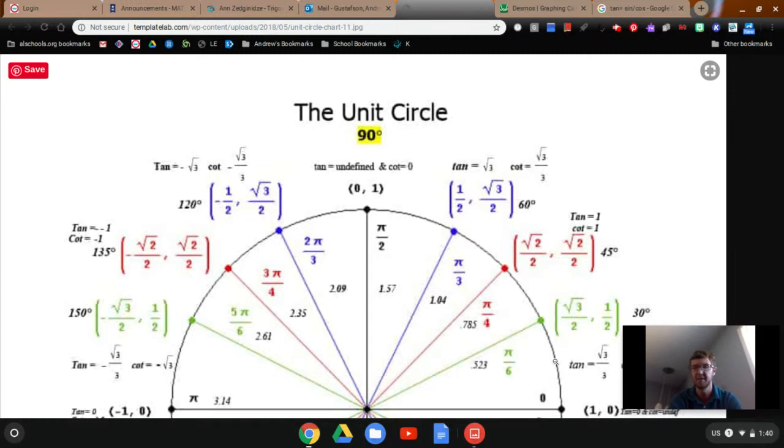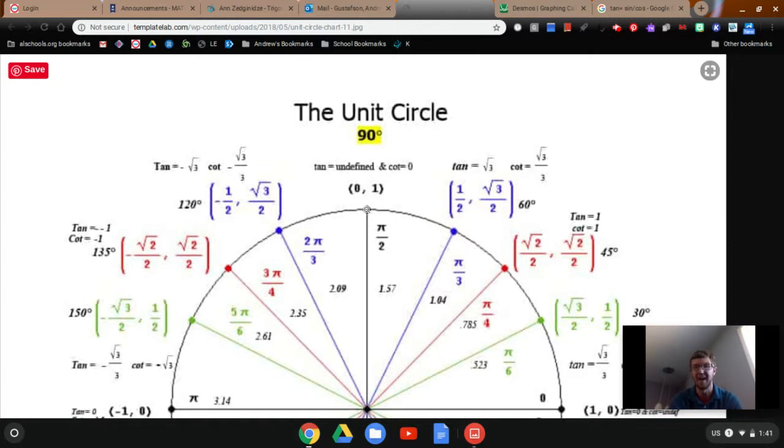Because ninths isn't really halfway here. It's kind of right about there. This would be like pi over 9, give or take, where my cursor is. So you could kind of count it out. But remember that pi over 3 would be 3 pi over 9. So this is 3 pi over 9.